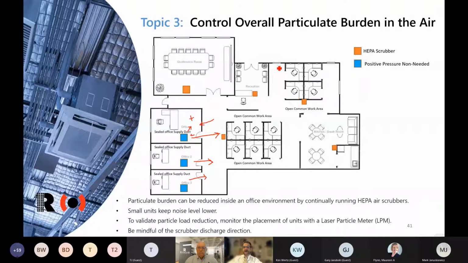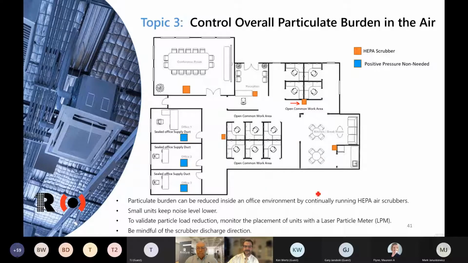And then we have an open cubicle environment, which is just like an open school environment in many cases. And those areas are best served by placing scrubbers in the general areas to reduce the overall burden. So that's kind of the only problem that we have here is with the scrubbers, and it's not really a problem, but you just have to select scrubbers that aren't noisy. The decibel issue can be a problem. But how do we validate?